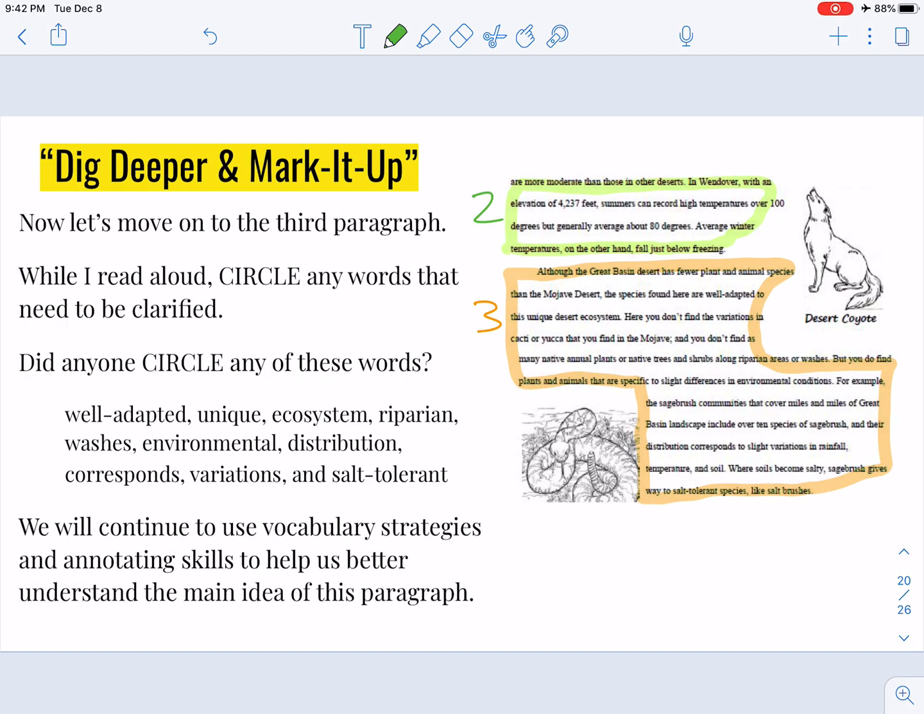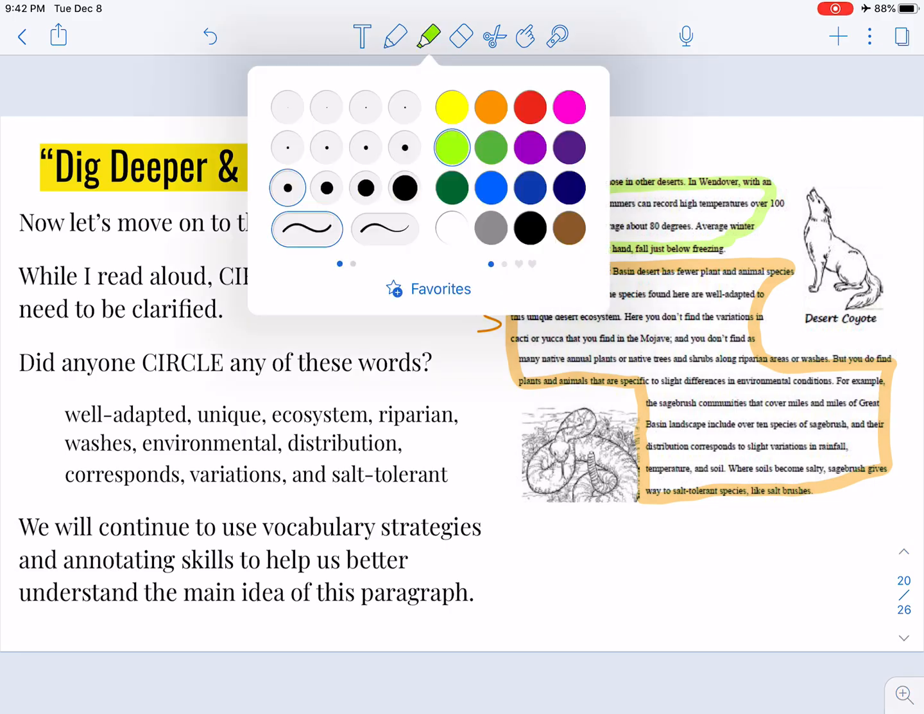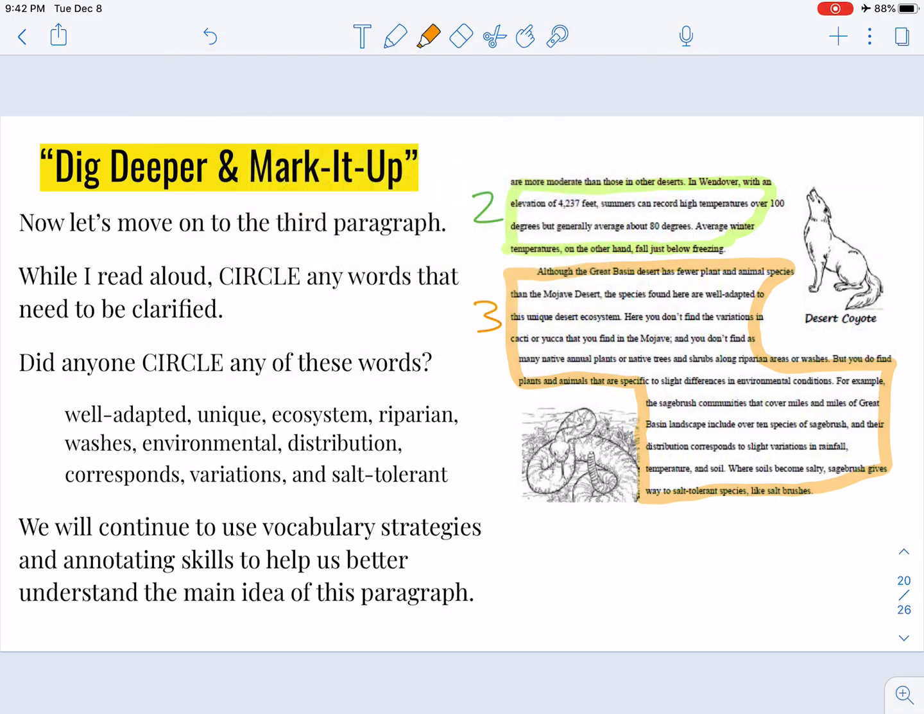Let's move on to the third paragraph. Now you're going to notice I did combine my two pictures, or my two parts of this paragraph, into one picture so that it would be easier for us to read together. Yours will still show that you have, I'll switch to this orange, I believe that this is where yours ends on your next page. But we're going to look at this all together. Now, as I read, make sure you're circling or writing down words that you need to have clarified.